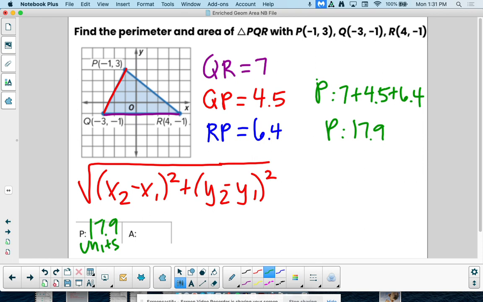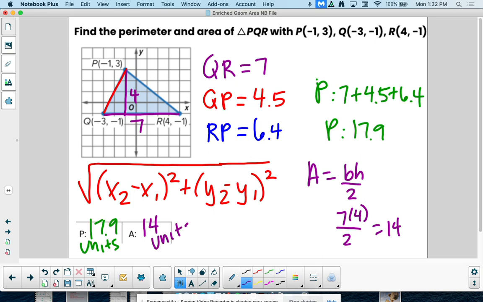Okay, now area's kind of goofy. I would always see if you have a horizontal or vertical side, which we do here, right? What's the length of this? 7. Now, what's perpendicular to something that's horizontal? Vertical. If I count how far it is from here to here, what's that distance? Probably 4. So area equals base times height over 2. 14. Units squared, if you want to be fancy.